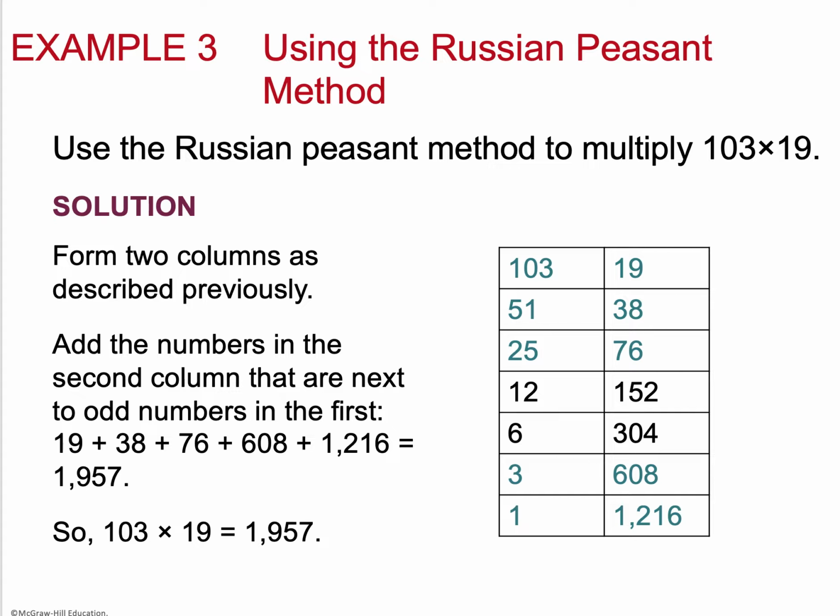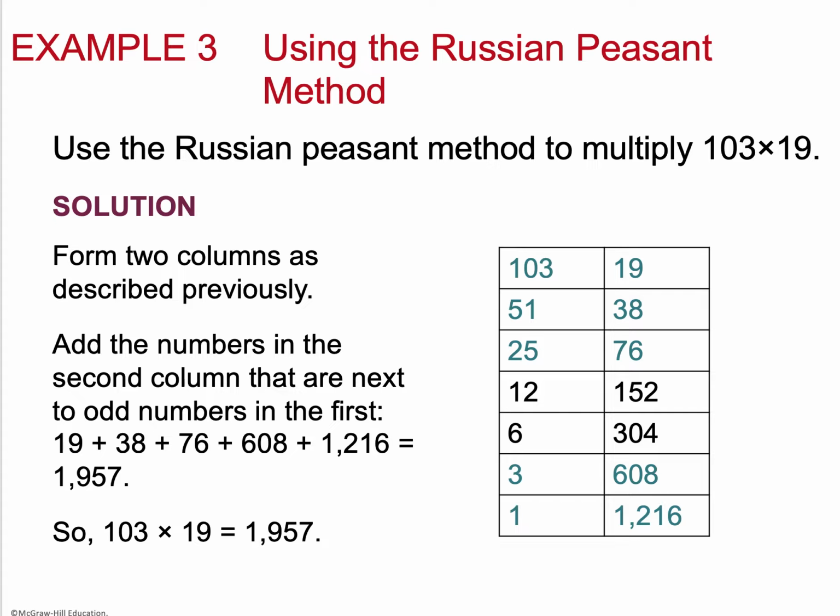So here's another example of 103 and 19. So I'm going to do the same process by halving all the values until I get to 1 in the first column and doubling all the values in the second column. Then I'm going to take every number that's odd from the first column, and I'm going to add the numbers that correspond in the second column. So 103 is odd, so I'm going to do 19 plus 38, plus 51 is also odd. 25 is odd, so I'm going to add 76.